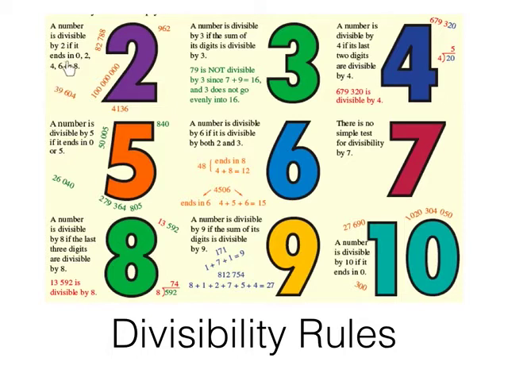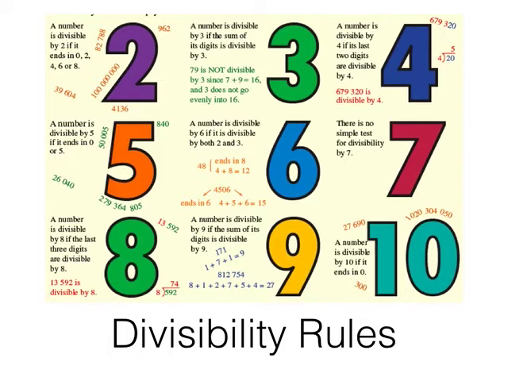So first of all, if a number ends in 0, 2, 4, 6, or 8, it's divisible by 2. In other words, if it's even. For threes, if the sum of the digits is divisible by 3, then you have a multiple of 3. 79 is not, because 7 plus 9 is 16, and 3 doesn't go into 16. So there's an example of one that's not. You could try 36, for example. 3 plus 6 is 9, and 3 does go into 9.